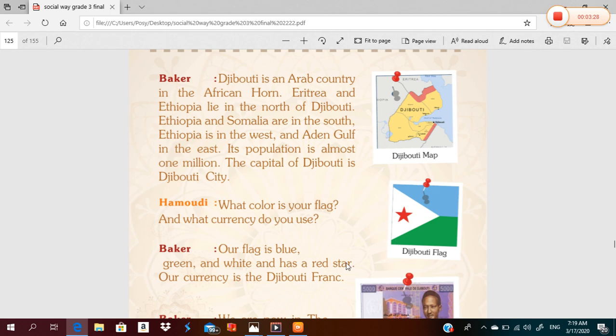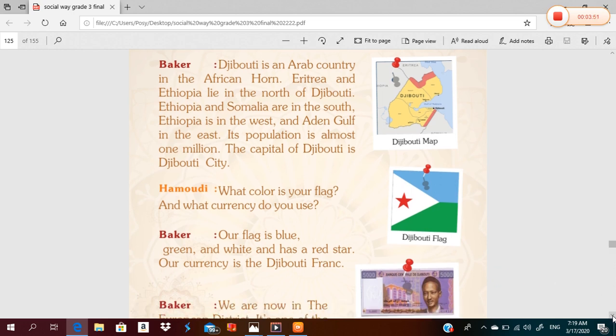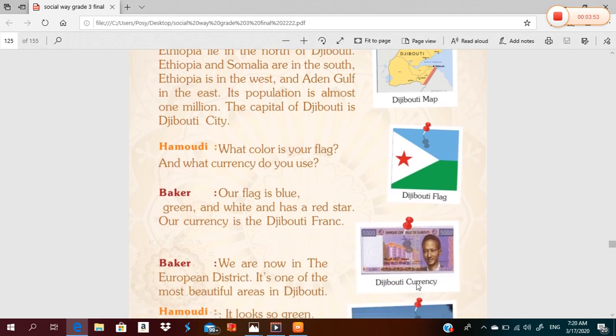Look with me, grade 3. This is the Djibouti flag. It is blue, green, white, and there is a red star. Okay. Our currency is the Djibouti franc. And this is the Djibouti currency, the Djibouti franc.